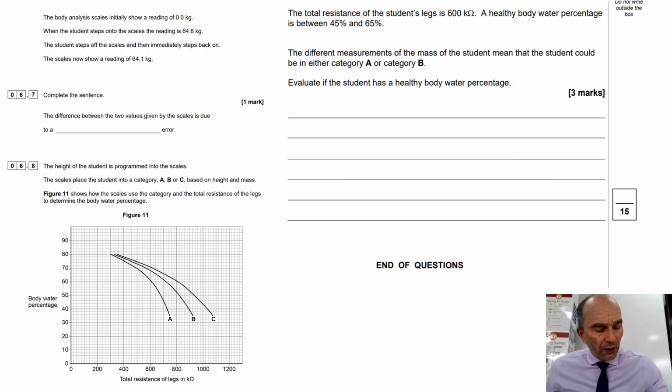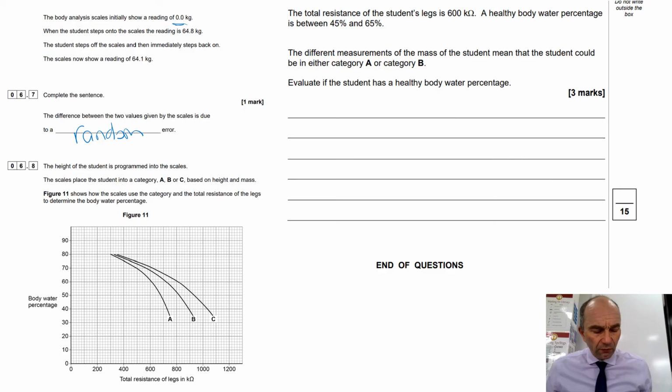So we need to complete the sentence. Now, the difference between the 2 values given by the scales is what type of error? In this case, it's not a 0 error because the scales went back to 0. It is just a random error, one of those things. That was the only acceptable answer there.